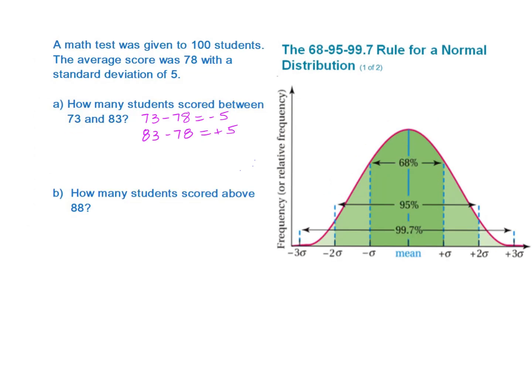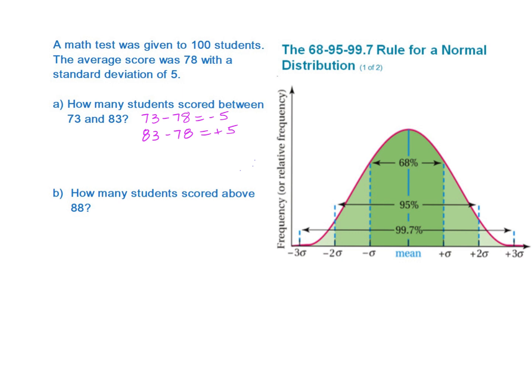A math test was given to 100 students. The average score was 78, and the standard deviation was 5. And the first thing they ask you is how many students scored between 73 and 83 on the test. So those numbers, as you can see, I've done a little bit of math there, they are each within one standard deviation of our mean. So the 73 is obviously one deviation below, and 83 is one standard deviation above.